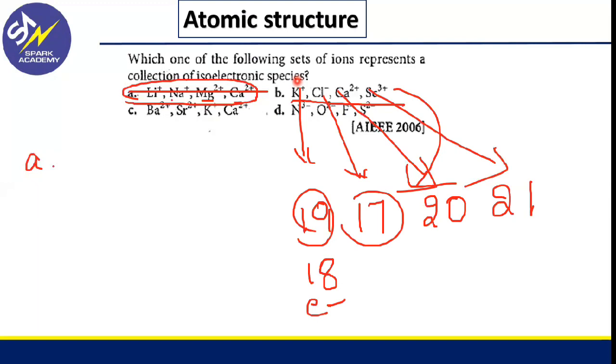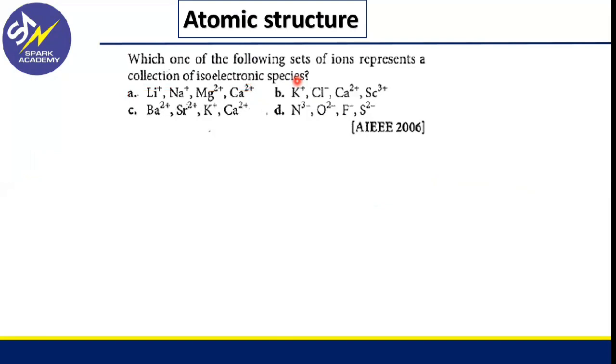So the number of electrons: K plus means 18. Chlorine minus means 18 electrons. Calcium 2 plus means 18 electrons. Sc 3 plus means 18 electrons. So that means the answer is B. Whenever you are looking at such answers, you have to see if they are of the same period or just one element away. Only that can be your answer. So when you are doing this, don't do a very long calculation, use your brain and try to do it. Alright guys.